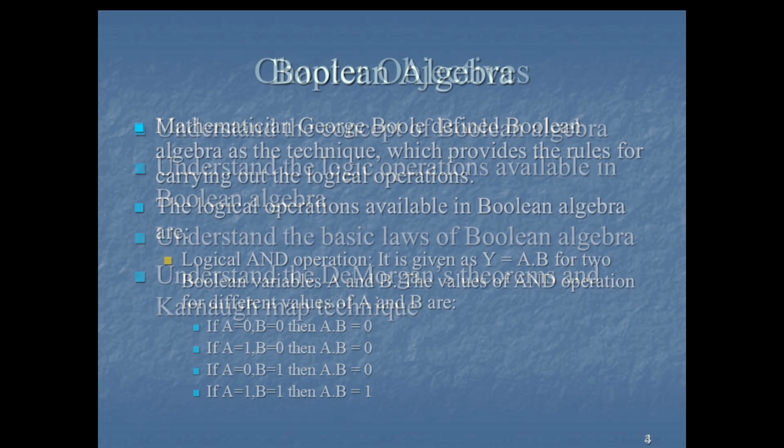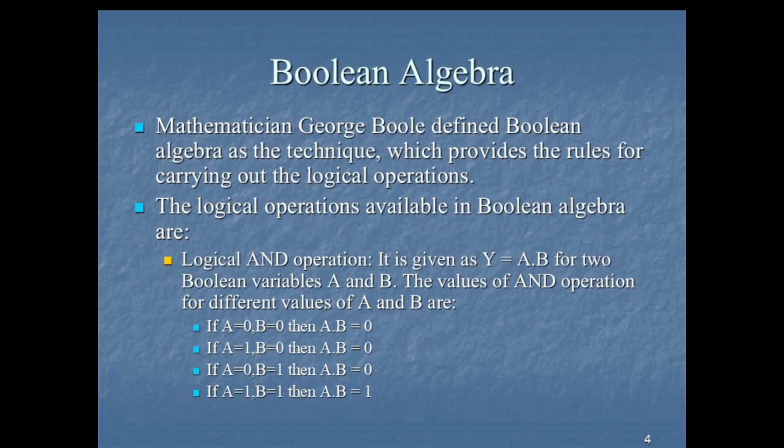If a is 0, b is 0, then a dot b is also 0. If a is equal to 1, b is equal to 0, then a dot b is also 0. Similarly, if a is 0, b is 1, then a dot b is 0, and if a is equal to 1, b is equal to 1, then a dot b is equal to 1.